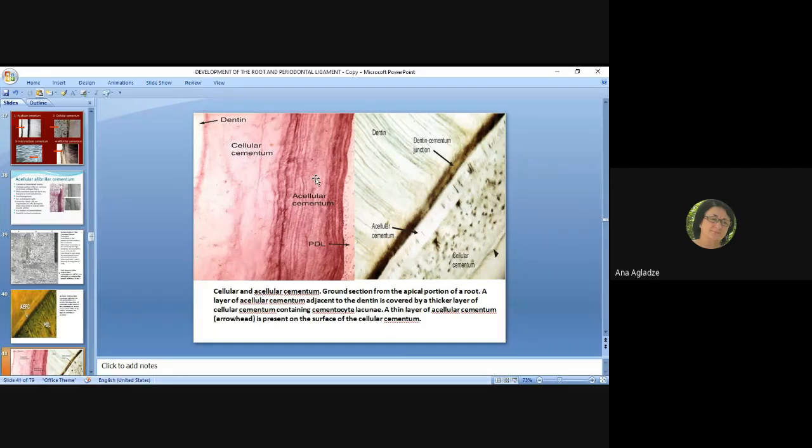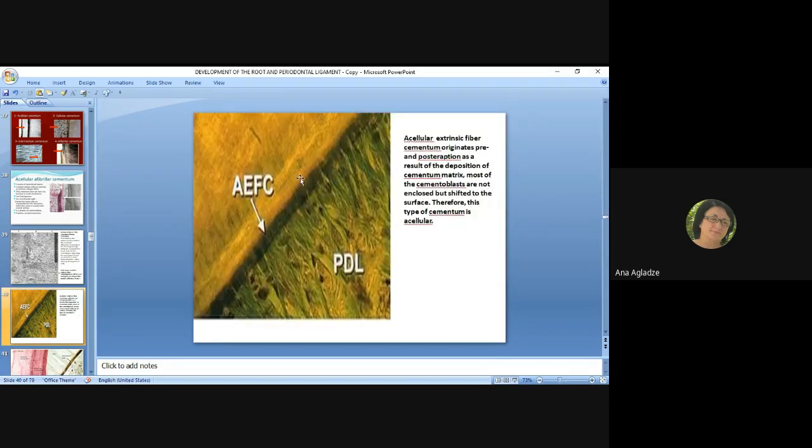In this apical region, acellular extrinsic fiber cementum only develops as a second layer, because the first layer in this region consists of primarily formed cellular intrinsic fiber cementum. The formation of acellular extrinsic fiber cementum accompanies root development.